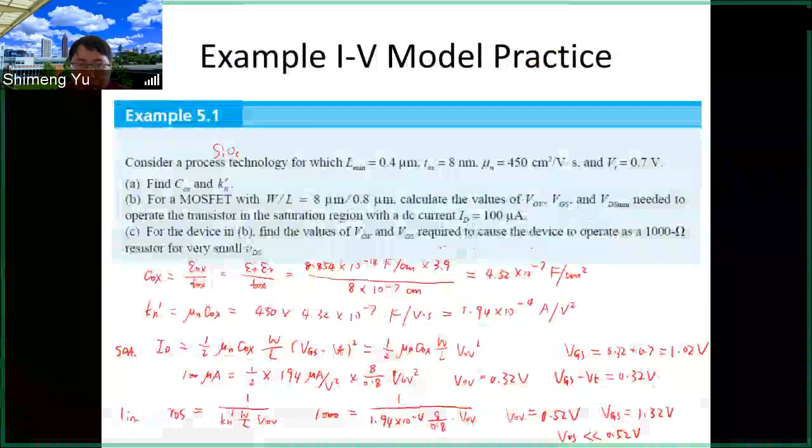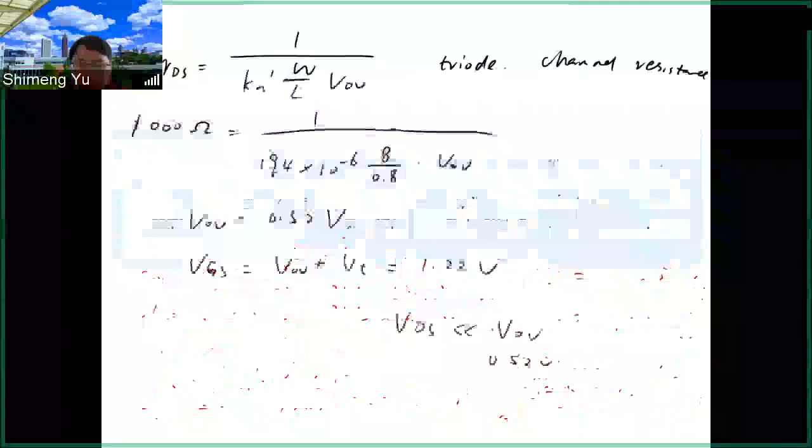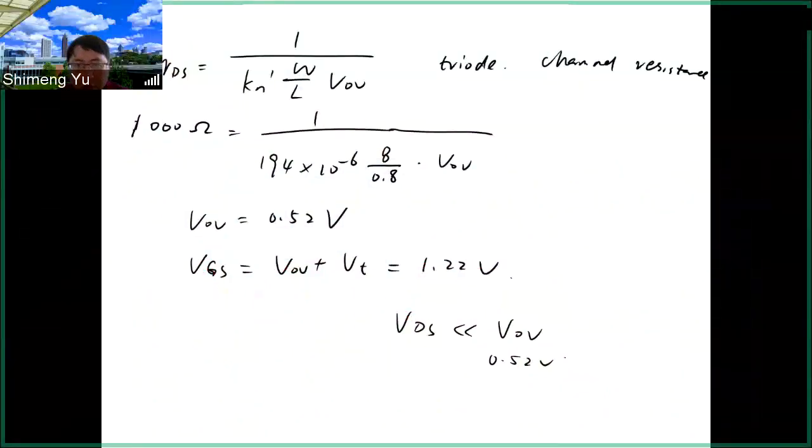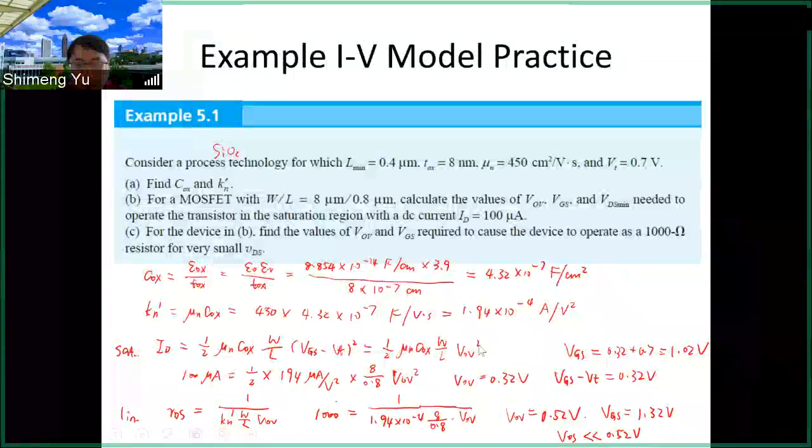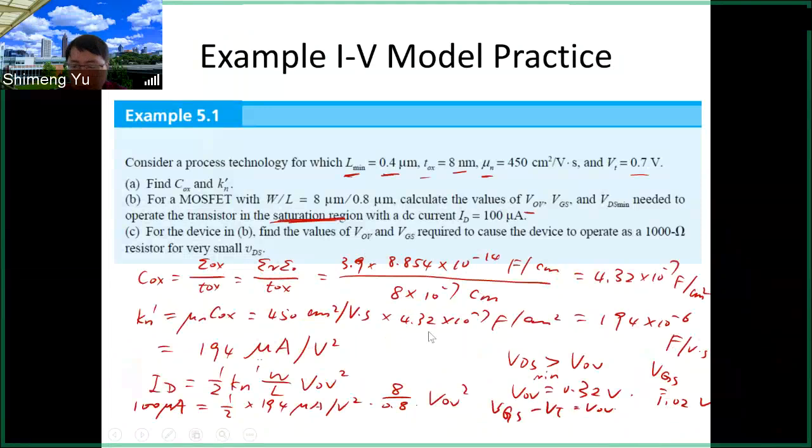Okay, and the rest is just the solution. I did the derivation live here, but I actually have the solution prepared already.